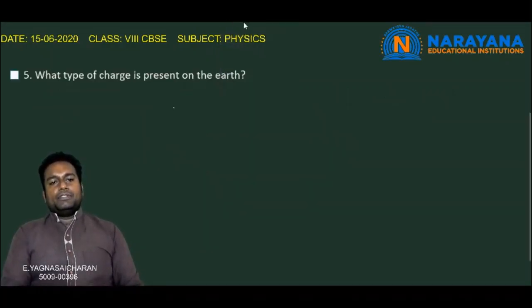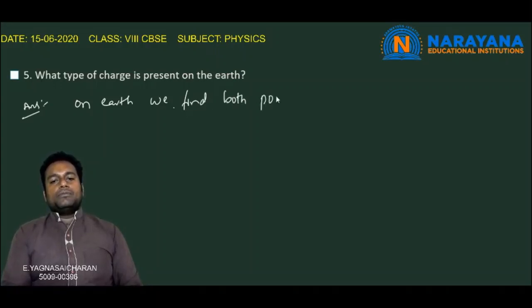Let us see the fifth question. What type of charge is present on Earth? So let us see the answer for this. On Earth, we find both positive and negative charges.